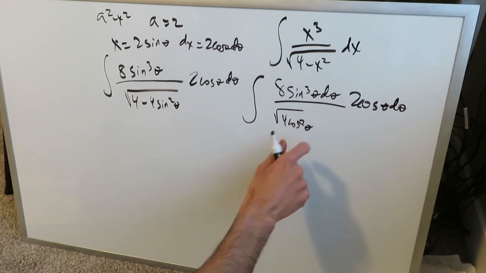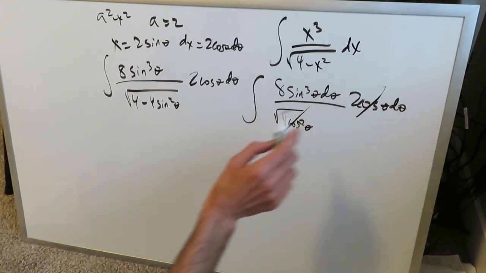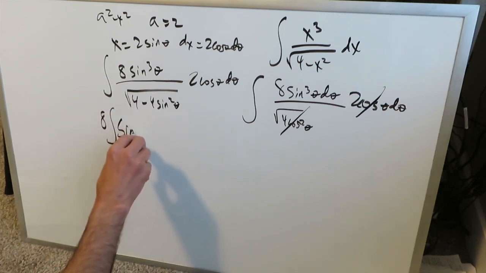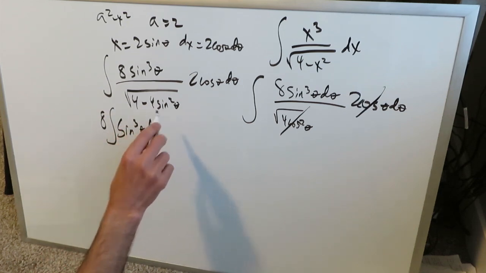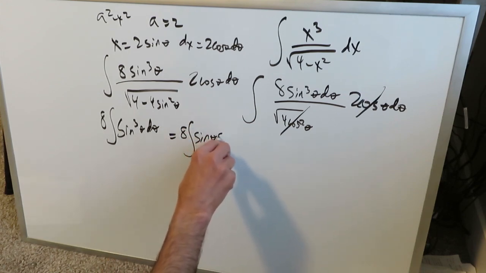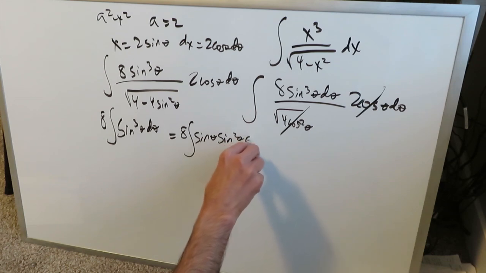This will give you 2 cosine theta and it'll cancel out entirely with this. You're basically left with this: 8 integral sine cube theta d theta. You can look at it in this form: 8 sine theta sine squared theta d theta.